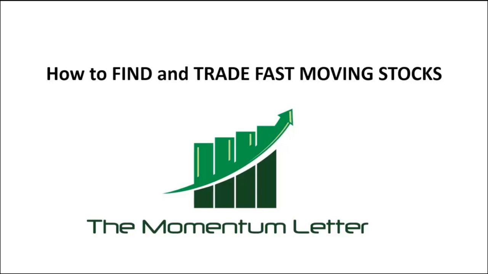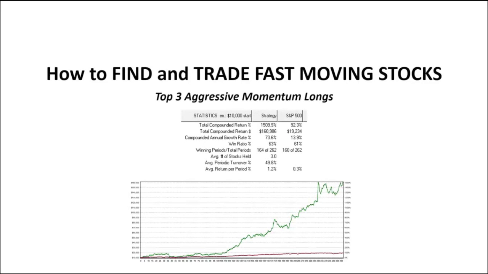And ever since we launched the letter, our subscribers have been making really, really good money, even in a very choppy market. Let me show you what I mean just real quickly. The three aggressive momentum long picks over the past 5 years have returned an average compounded annual growth rate of 73.6%. Your $10,000 in 5 years becomes $161,000 trading that one portfolio.